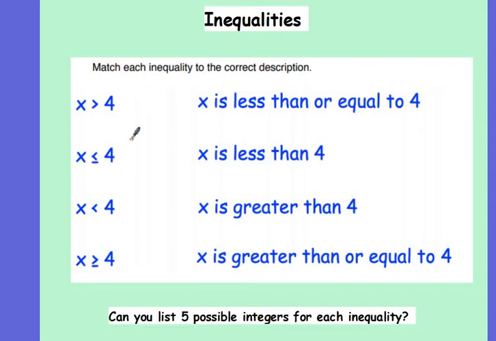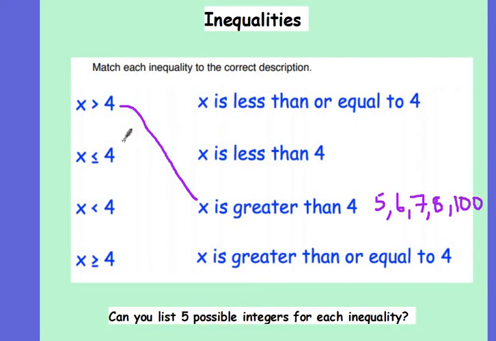Okay, let's go through the answers. So the first one, x is on the bigger side than the 4, so x is greater than 4, so we match it up with this one. And greater than 4 means it could be 5, it could be 6, 7, 8, 100.